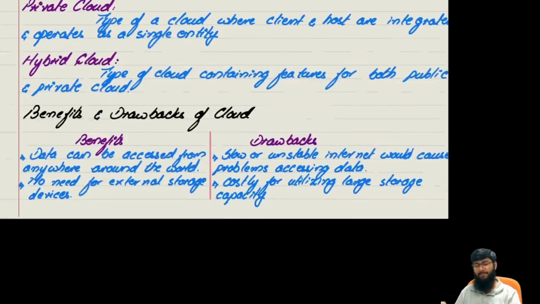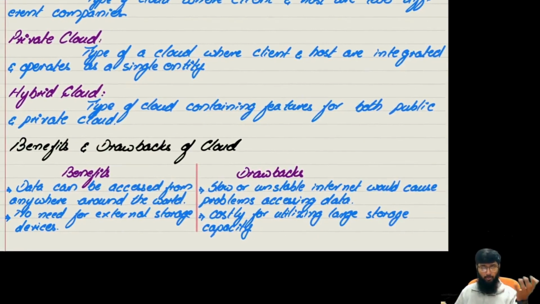Now coming to the benefits and drawbacks of the cloud. As I just told you, with tertiary storage you just need internet access and you can access the data from anywhere around the world. But the drawback is that unless you have a stable internet connection, you won't be able to download or access that data. So you need a good, dedicated internet connection to the cloud so that you can easily access your data.